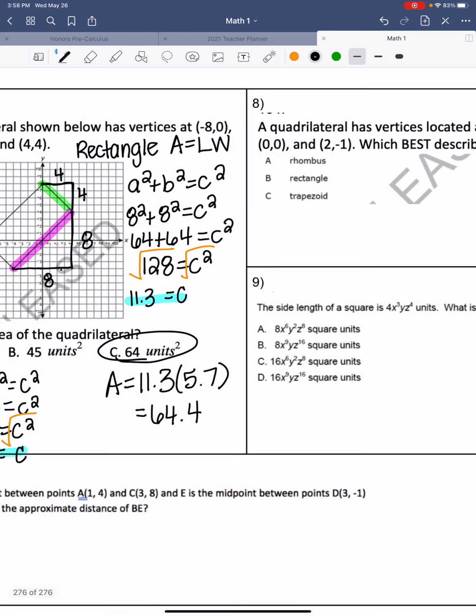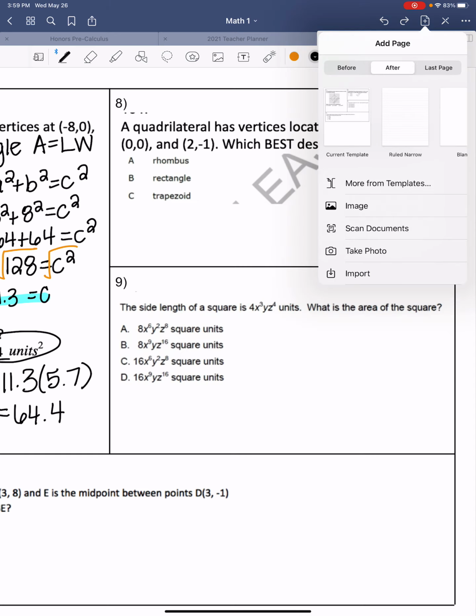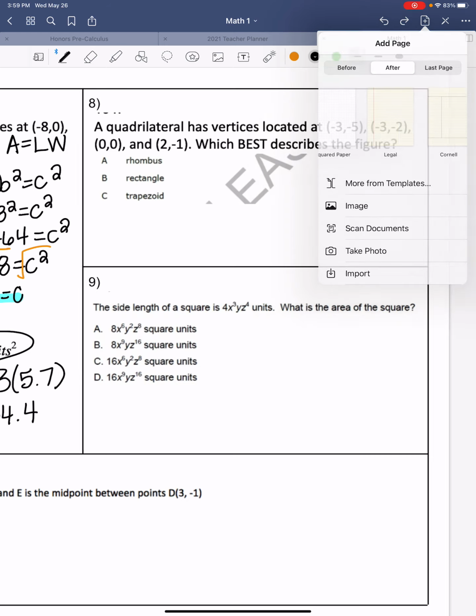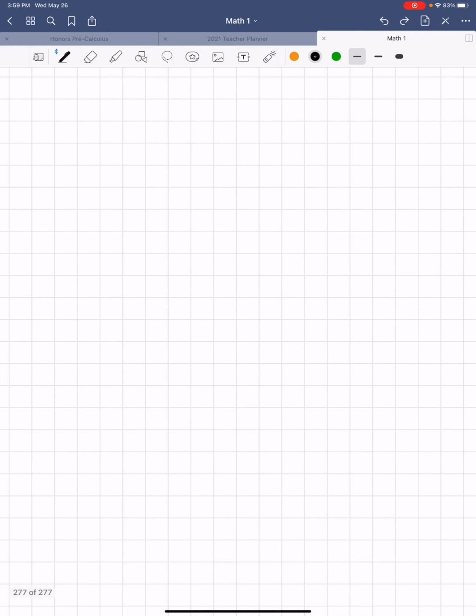All right, so number 8. It says a quadrilateral has these vertices. What best represents this figure? So obviously in this situation, I would use my graph paper that was provided to me. I'm actually going to add some graph paper here. All right, so the problem said that we have, in my graph paper, and again, it doesn't have to be perfect.